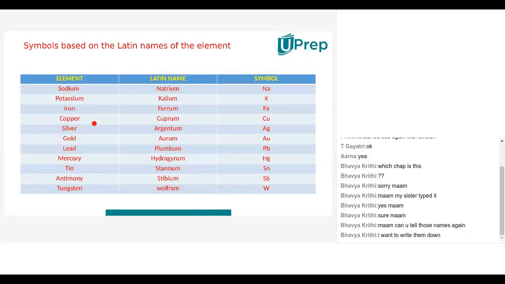Symbols based on the Latin name: sodium is taken from the Latin name natrium, Na. Potassium from kalium, K. Iron, ferrum, Fe. Copper, cuprum, Cu. Silver, argentum, Ag. Gold, aurum, Au. Lead, plumbum, Pb. Mercury, hydrargyrum, Hg. Tin, stannum, Sn. Antimony, stibium, Sb. Tungsten, wolfram, W. If you want to make a note about it, you can. I'll leave the slide for only 1 minute and then go to the next slide.